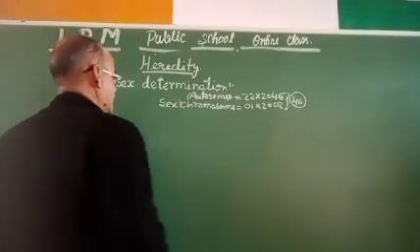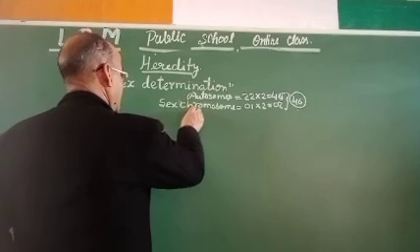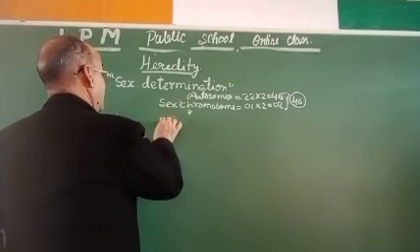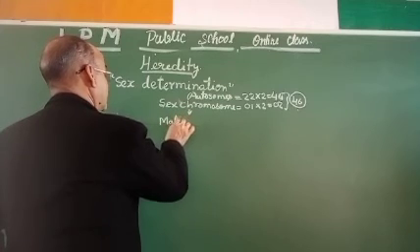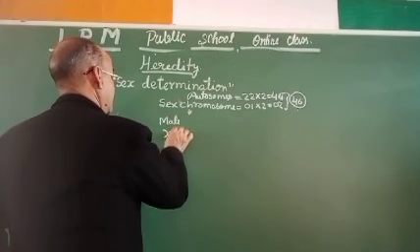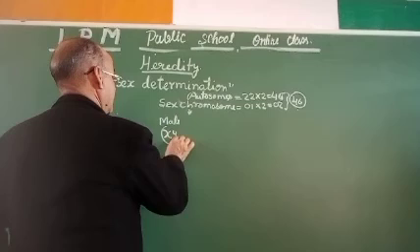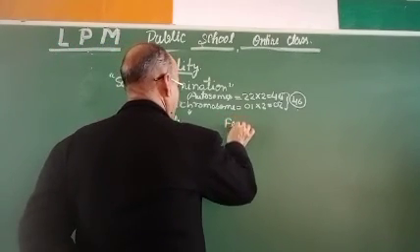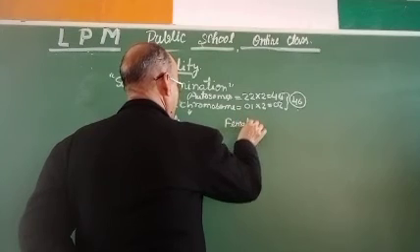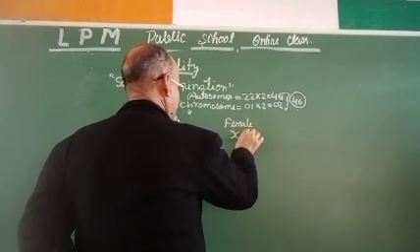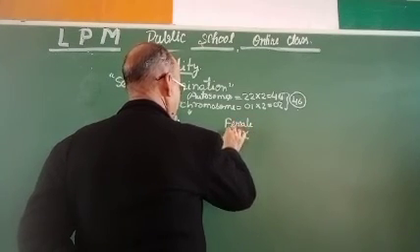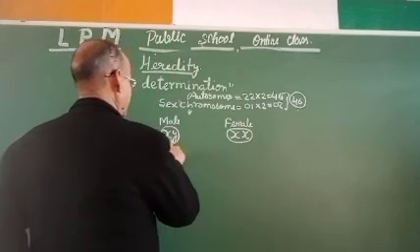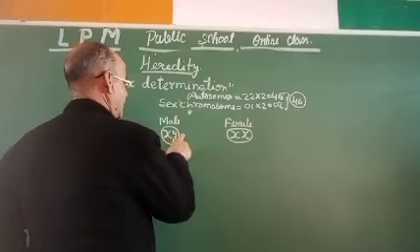Dear student, these sex chromosomes are of two types. In male, this is the X and Y pair, while in female, this is present as X and X. This is the genetic pair, the allelic pair.